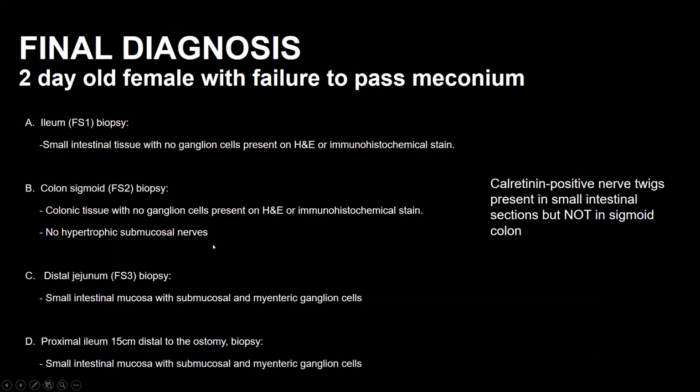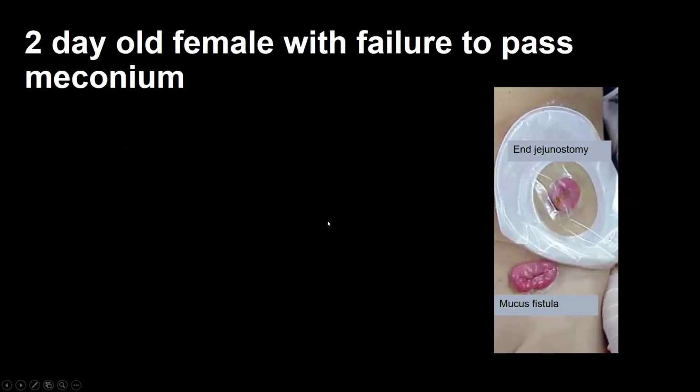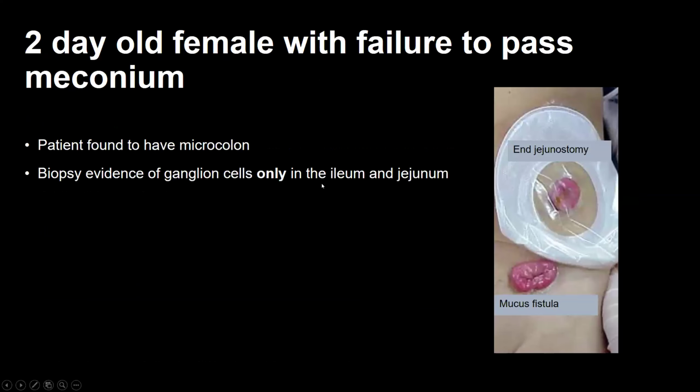And this is one thing that you can see in this type of case. So no ganglion cells in the sigmoid colon, no ganglion cells in the terminal ileum, but ganglion cells in the distal jejunum. So this patient underwent what I'll show you next. Found to have microcolon, biopsy evidence of ganglion cells only in ileum and jejunum. And then they did a leveling jejunostomy and a mucus fistula at the time.